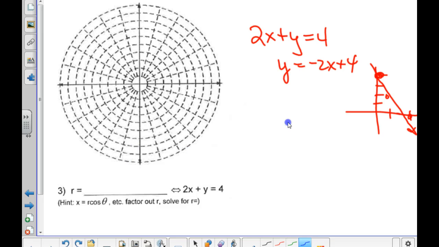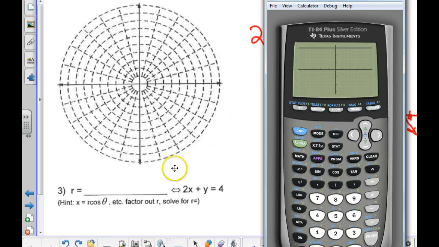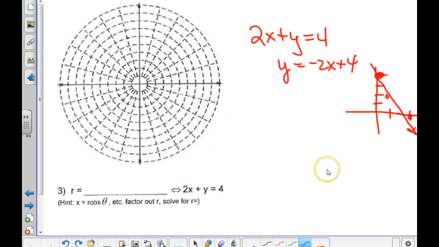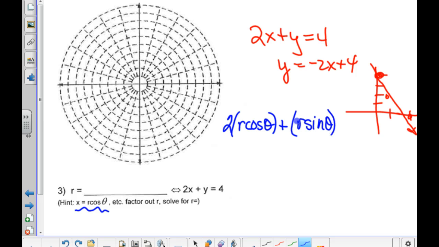If we graph this in our calculator, let's see what happens. Oh, we don't know how to graph it in polar yet. We have to figure out how to type that in polar. The hint says x is equal to r cosine theta, etc. So I'm going to write 2, x is r cosine theta, plus y is going to be what? r sine theta, equals 4.